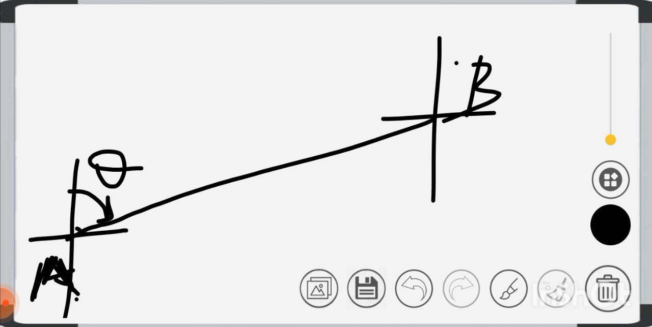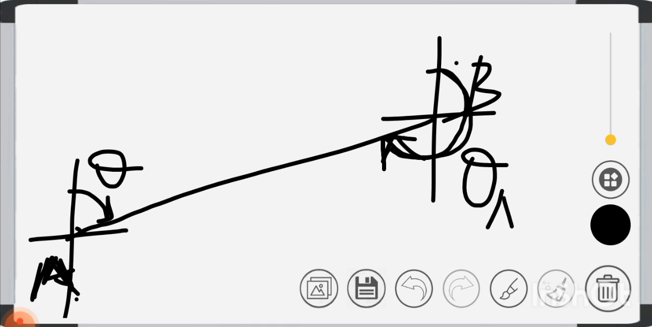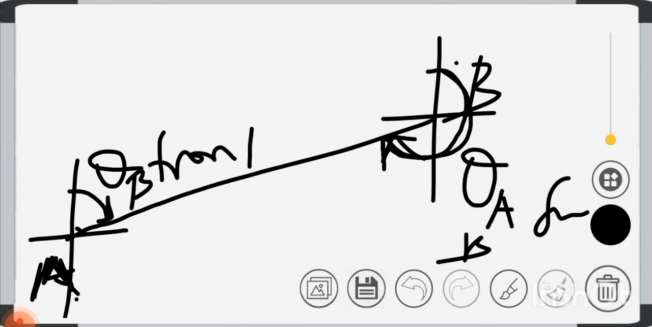Now, if I want to get the bearing of A when you start from B, you just measure from the north at B, because we are starting from B. You want to get the line that joins A and B from B. So this theta is the bearing of A from B. What is the bearing of B from A? It means the angle you are going to turn to locate B when you start from A. This one is the angle you are going to turn to locate A when you start from B. That's just what we mean by that. So that's all about bearing.